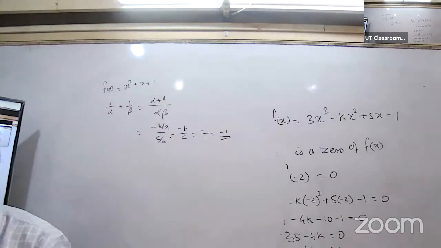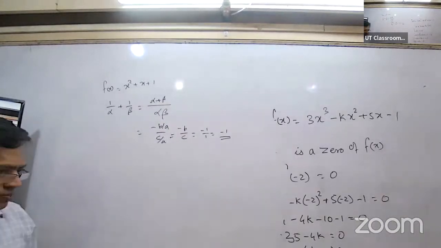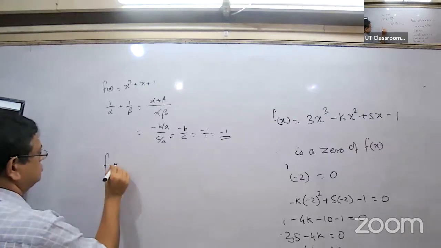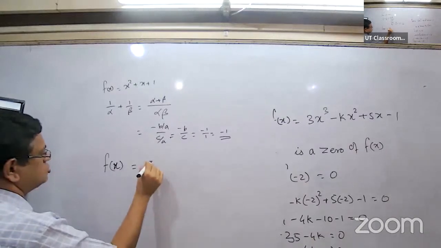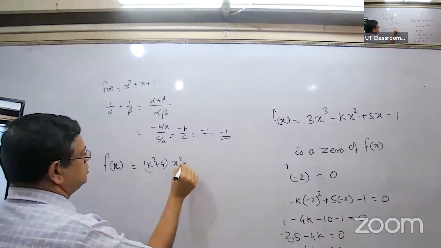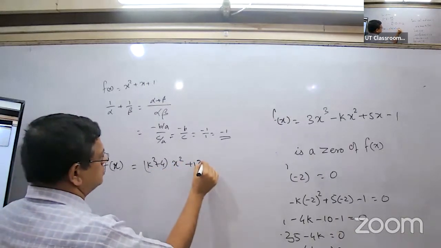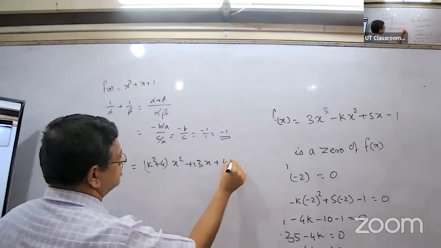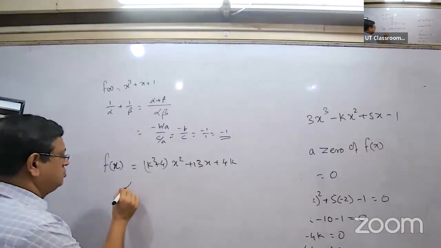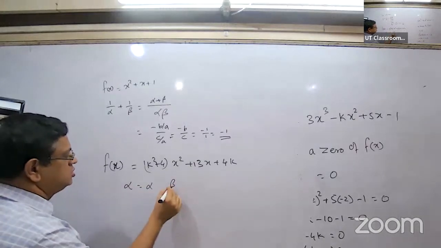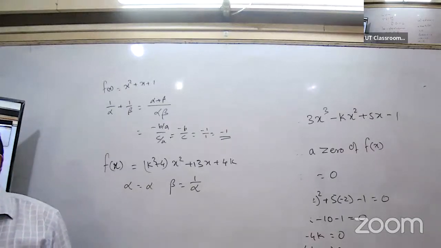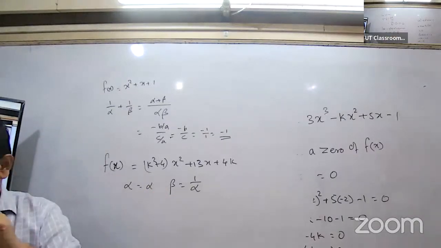See this way, MCQ, be careful. Mark the second one, read, Bharat. If one zero of the polynomial f of x is equal to k square plus 4 into x square plus 13x plus 4k is the reciprocal of the other, then k is equal to. So one zero is the reciprocal of the other one. Reciprocal of the other one means alpha is equal to alpha, beta is equal to reciprocal, 1 upon alpha. Are you followed? So whenever reciprocal means, the product will cancel now.